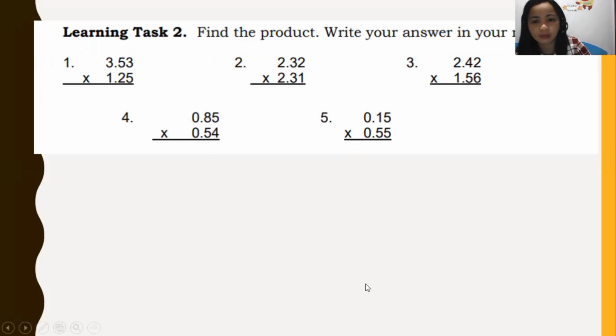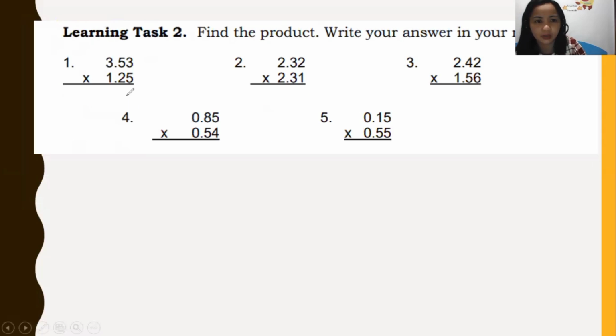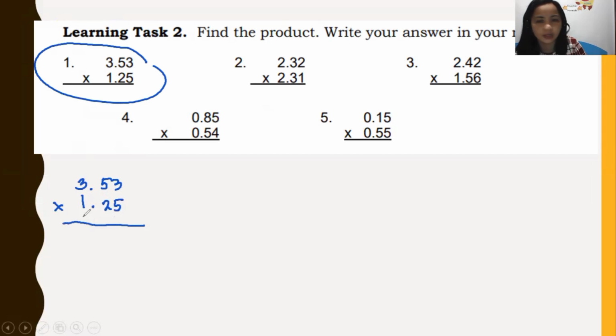Let's have an example. Gawin ko naman blue. Let's give an example which is number 1. Gawin natin example to number 1. We have 3 and 53 hundredths times 1 and 25 hundredths.